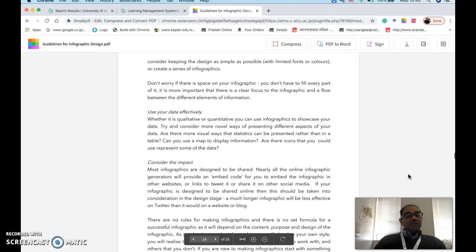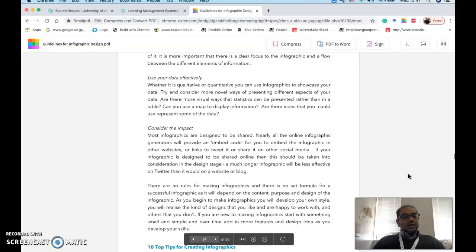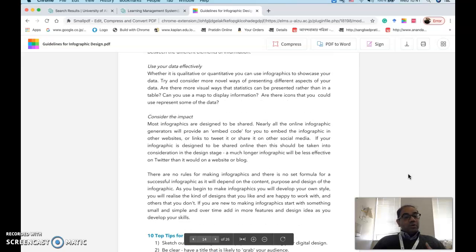Use your data effectively. You don't try to put in everything. Whether it's quantitative data or qualitative data, you have to know what you're doing with it. You have to know what you're trying to show. If you try to show too much, then the purpose is lost. The reader will not be able to understand it. They will get confused. So the purpose is not to overwhelm them with a lot of data, but to just mention whatever is absolutely needed to make a complex story look simple. That's the most important idea. So use your data effectively. Don't try to put in everything.